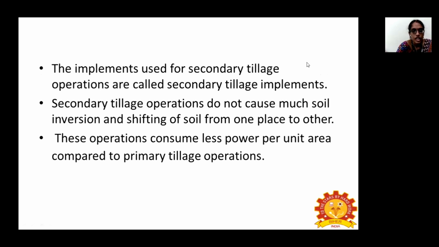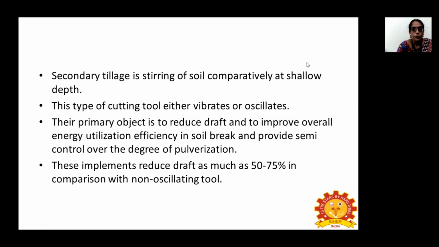These secondary tillage operations do not cause much soil inversion or shifting of the soil from one place to another. So we won't have much soil inversion, and we can't shift the soil from one place to another. These operations consume less power per unit area when compared to primary tillage operations.